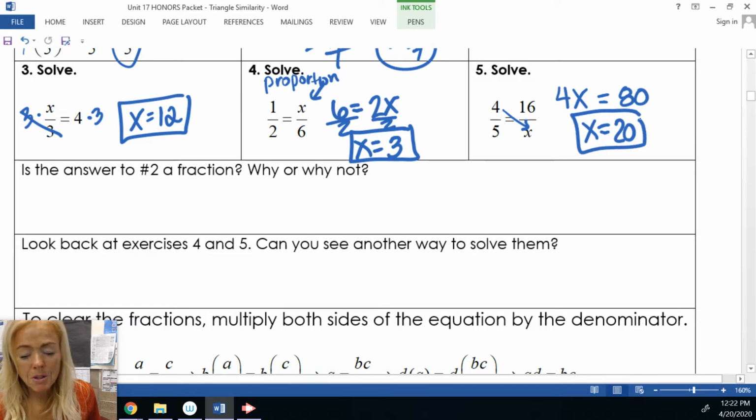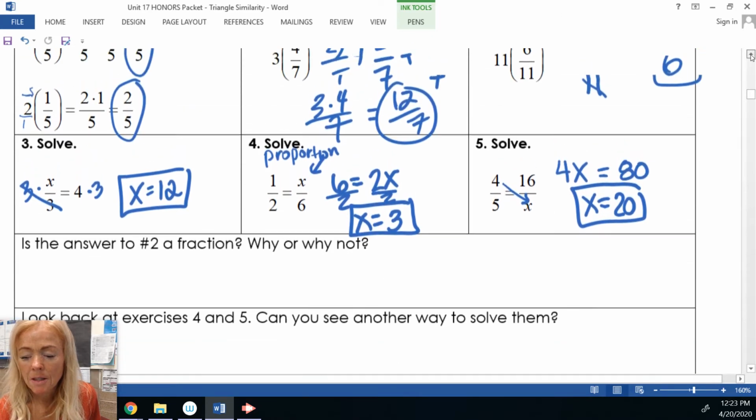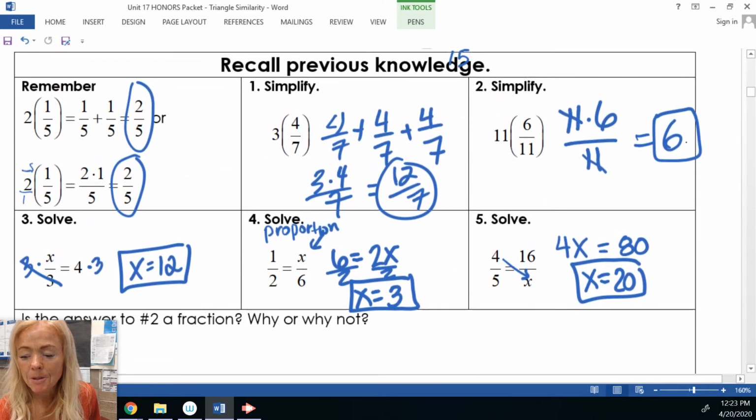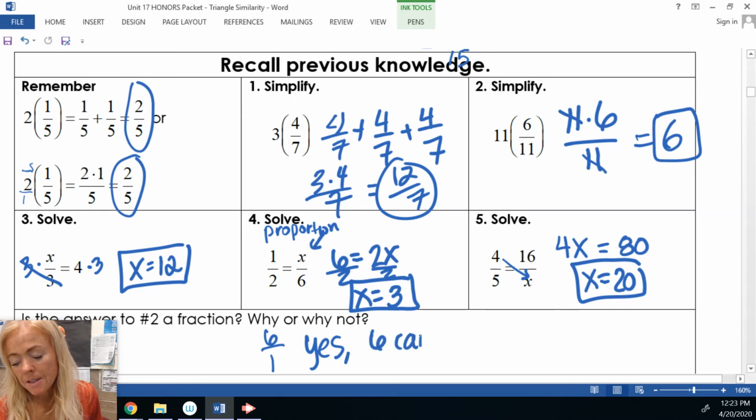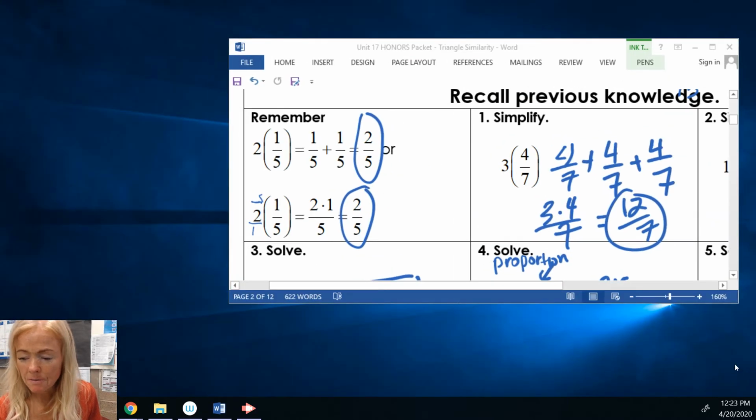And that's solving proportions. All right, and then looking back, is the answer to number 2 a fraction? Why or why not? I would say probably the answer to number 2 is a fraction. A fraction is anything that can be written in the form of a over b. In this case, it's 6 over 1. So I would say yes, and it's because 6 can be placed over 1, and therefore making it a fraction.